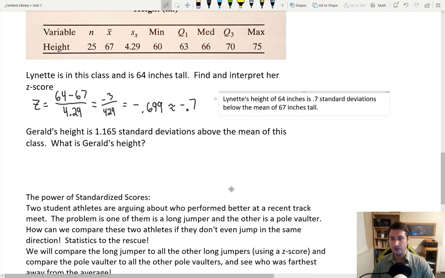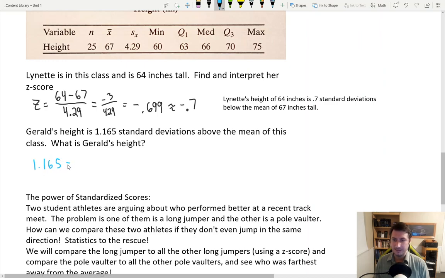All right, now we're going to go backwards. Gerald's height is 1.165 standard deviations above the mean of this class. What is Gerald's height? All right, so when you see this whole first sentence, 1.165 standard deviations above the mean, you do have to now think z-score. Okay, so that's going to go into my formula.